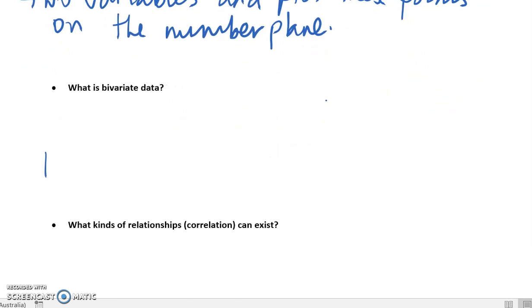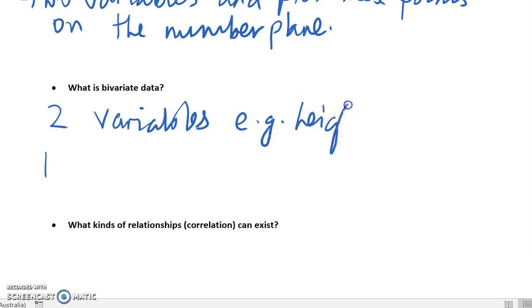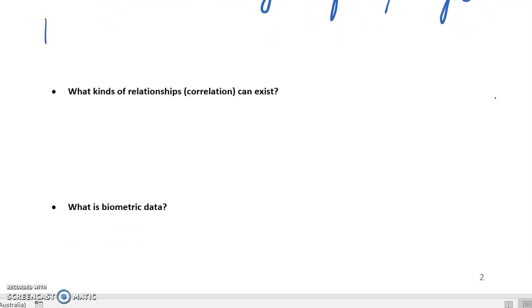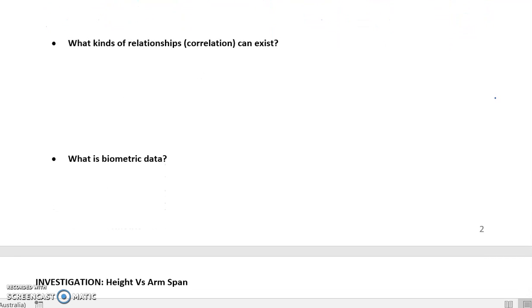So bivariate data is where we're looking at two variables. For example, we could be looking at height and weight, and seeing if there's any kind of relationship between those two things. What kinds of relationships or correlation can exist?